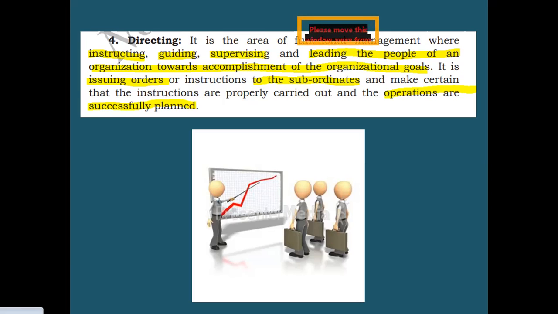Again, a few of the concepts involved in this directing are communication, supervision, leadership, coordination, and motivation. So here again, communication is very important, guys. It might be upward communication or downward communication.